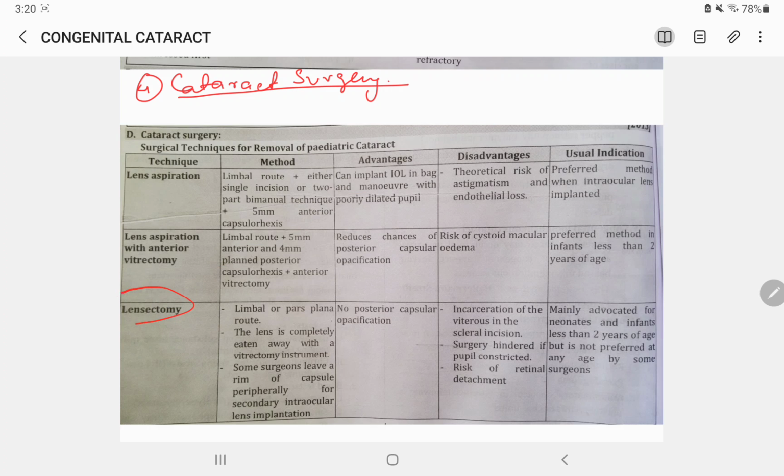And then the next one is lensectomy, which means removal of the lens. So there is no posterior capsular opacification; it will reduce the chance.